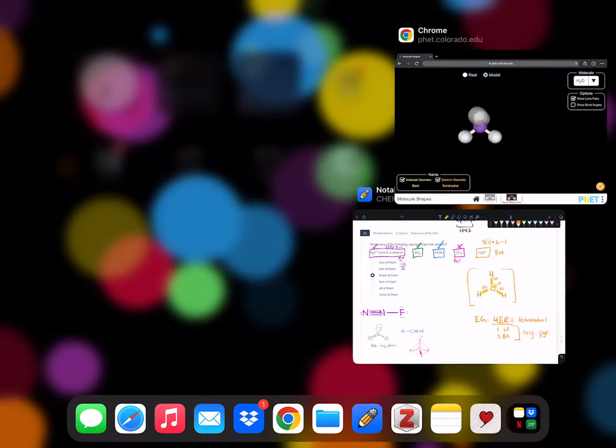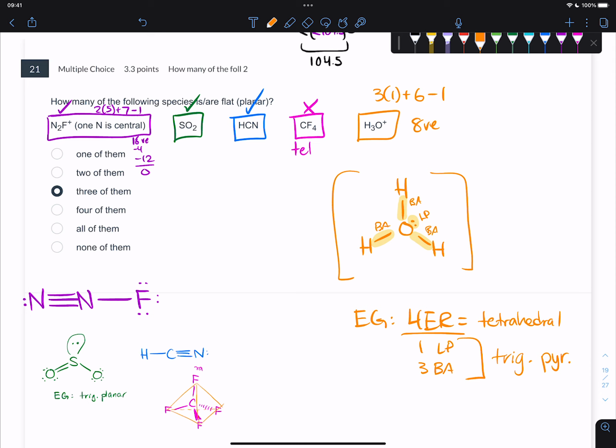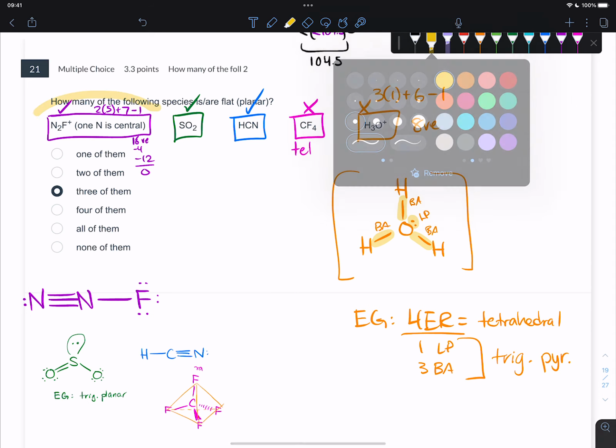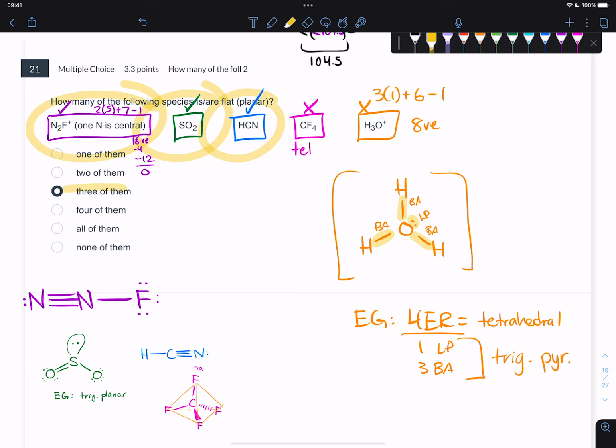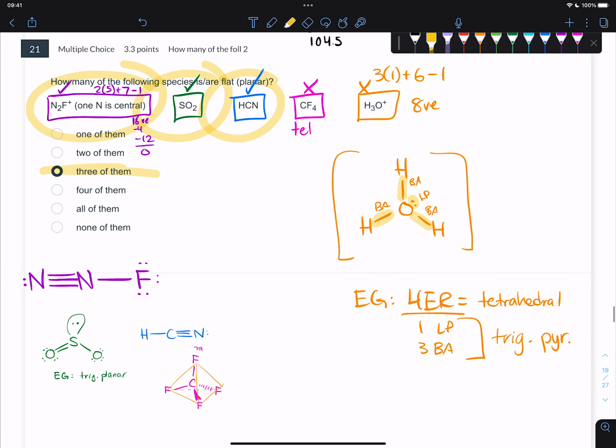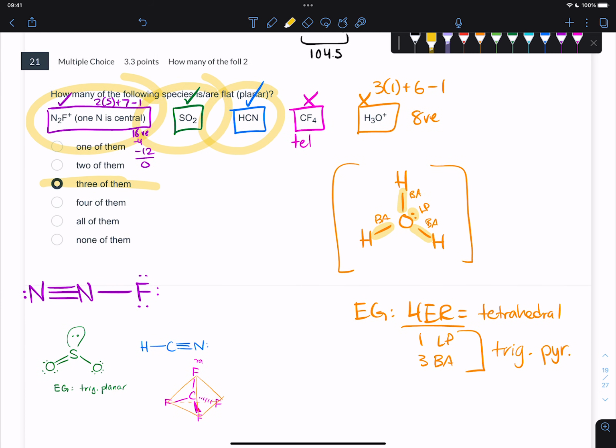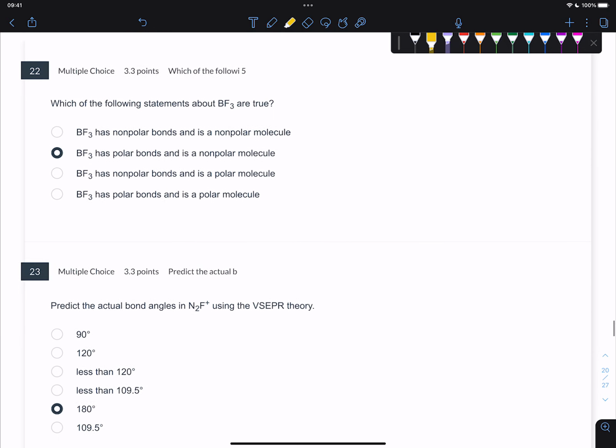So going back to here, disqualified. So yes, flat would also include lines. And that would be this one, and this one. That's 3 of them. That's why that's the answer. Now, because drawing is exhausting, sometimes I think those questions might take you a little longer, even though there's no math. But you'll learn the shortcuts, or however works for you.